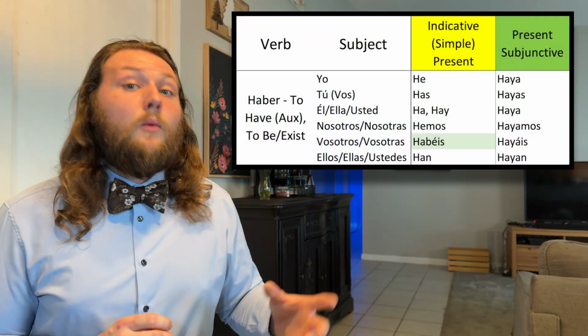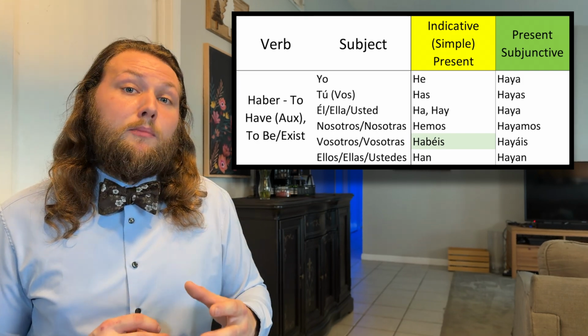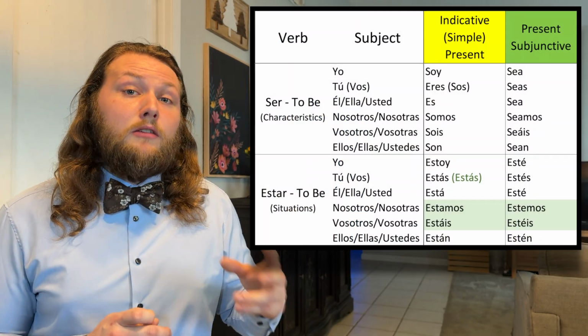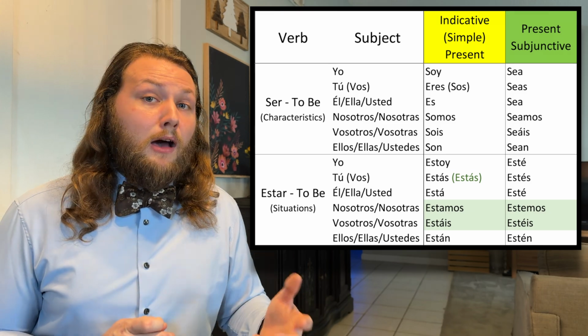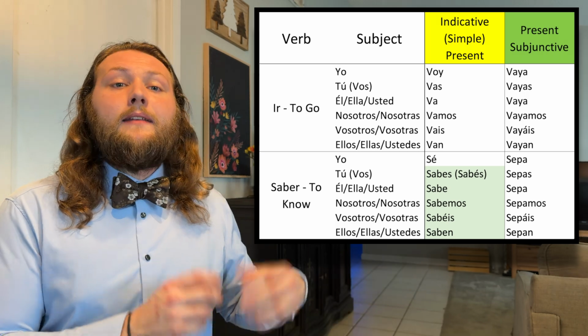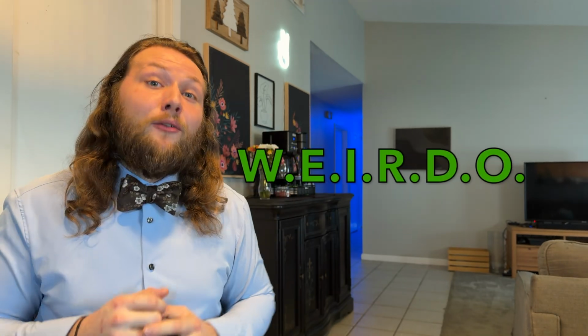The most common ones include haber, which is a very special auxiliary verb, which I've already briefly covered and will get its own video sometime. Along with ser, to be, used for characteristics, estar, to be, used for situations, ir, to go, and saber, to know. All right, now that we know our conjugations, let's go through our W.E.I.R.D.O. acronym.